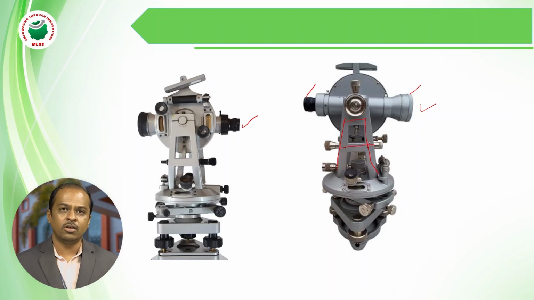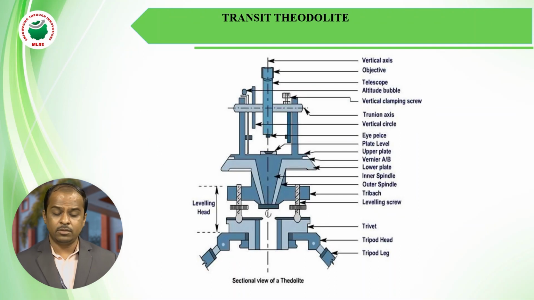For measuring the horizontal angle, we are having a theodolite with horizontal circle. For measuring a vertical angle, we have a vertical circle at the side of the telescope. Up to this arrangement, in the left side, from here to here, we call it the tri-brach. It includes the leveling head and trivet.